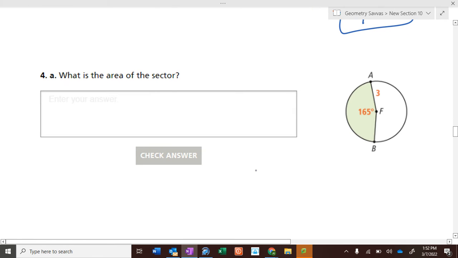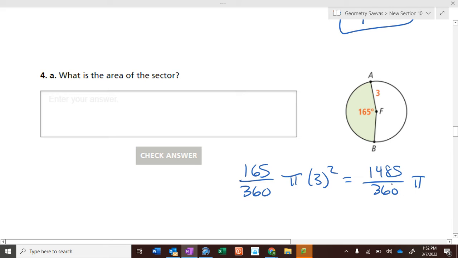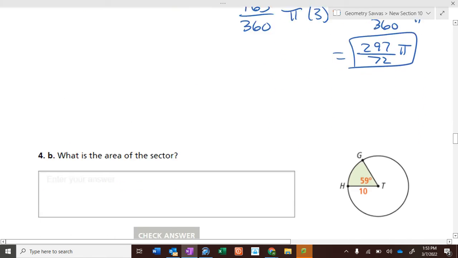What's the area of this one? How do we set it up? 165 over 360 times pi times 3 squared. So take 9 times 165. 1,485. And then take each of these numbers divided by 5. 1485 divided by 5. Top one's 297. That's the area of that space.